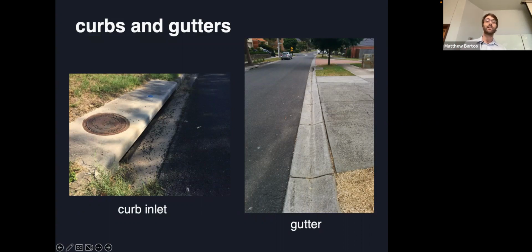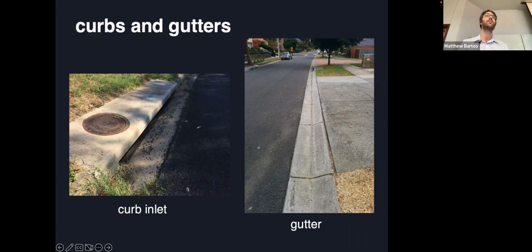The gutter refers to essentially just the section of the street that forms a channel along the side through which water is conveyed into the nearest curb inlet. So when I'm talking about curbs and gutters, curb inlets refer to these openings, gutters refer to the actual channel. More broadly, what are we interested in when we're designing curb inlets and gutters? What are we trying to do in broad terms?